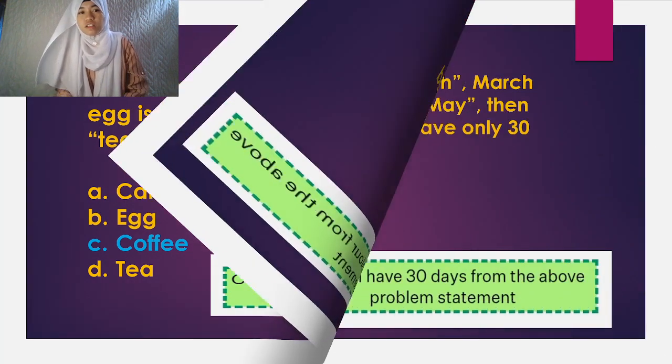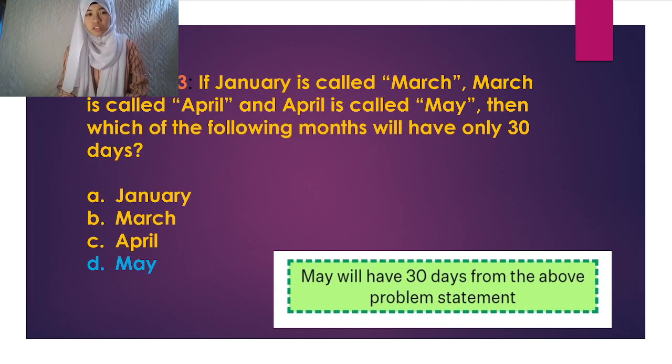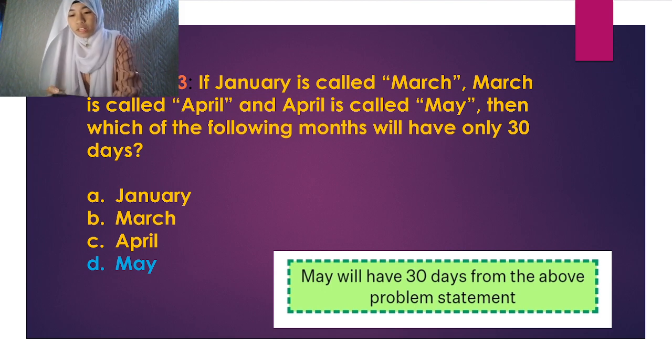So we have question number 3. If January is called March, March is called April, and April is called May, then which of the following months will have only 30 days? January, March, and May have 31 days, and April has 30 days. But April is called May. So the answer is letter D, May. May will have 30 days from the above problem statement.